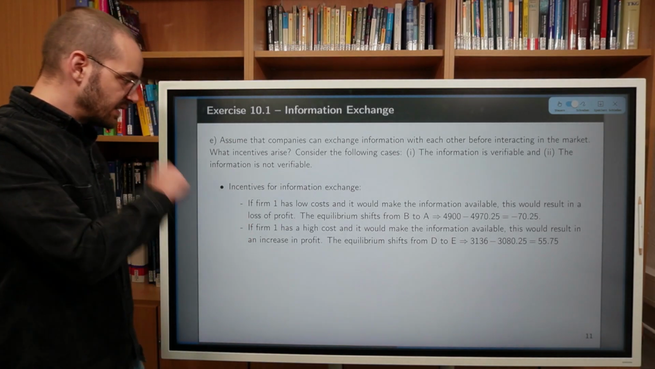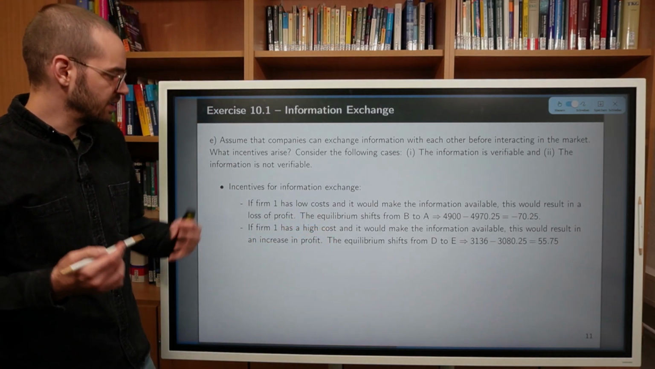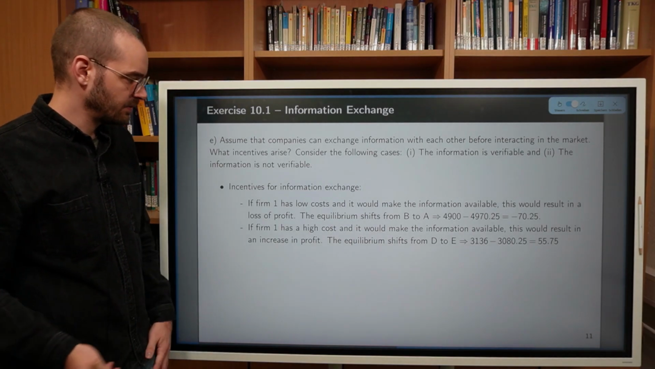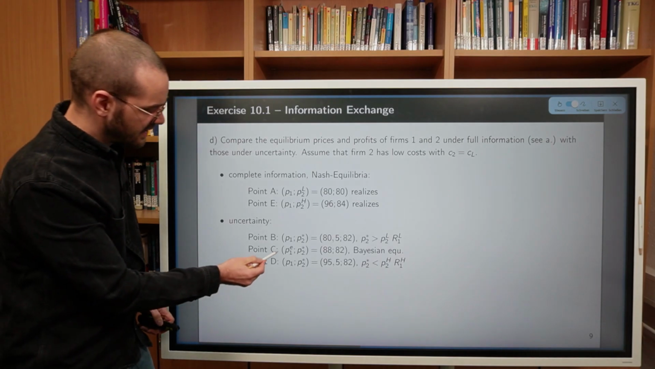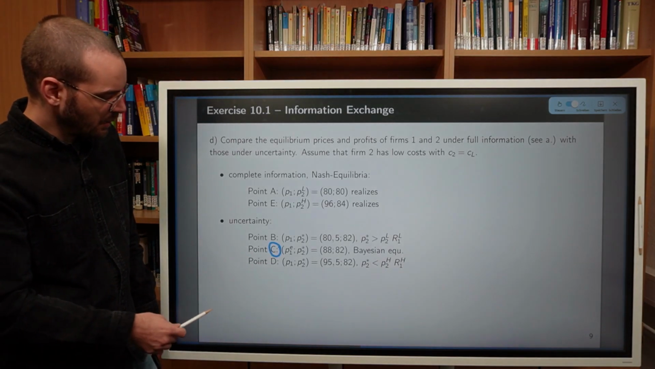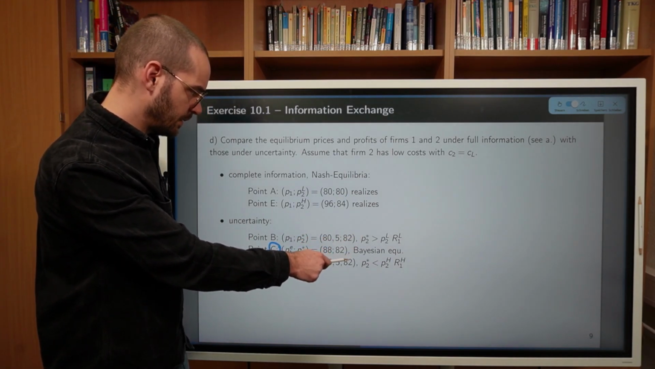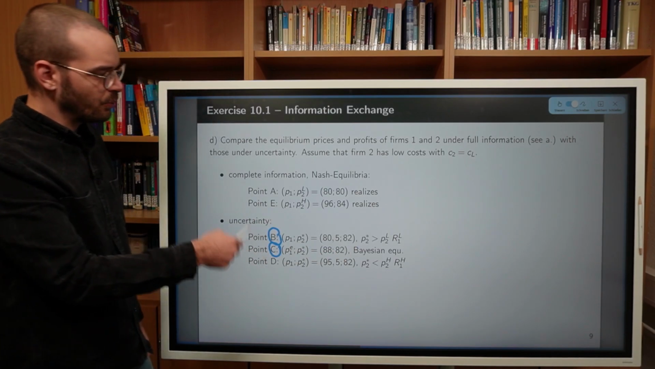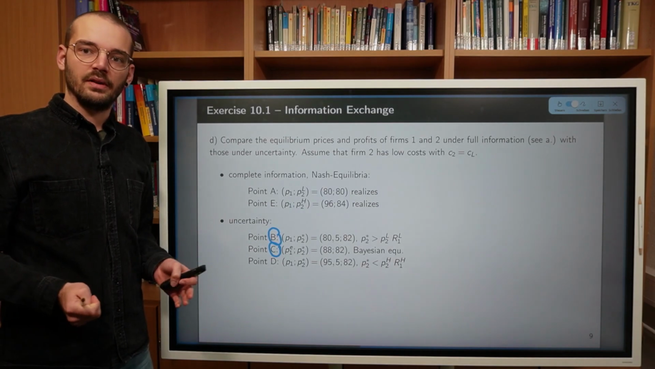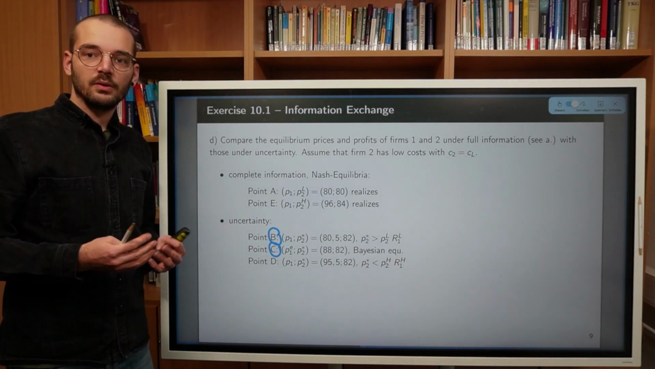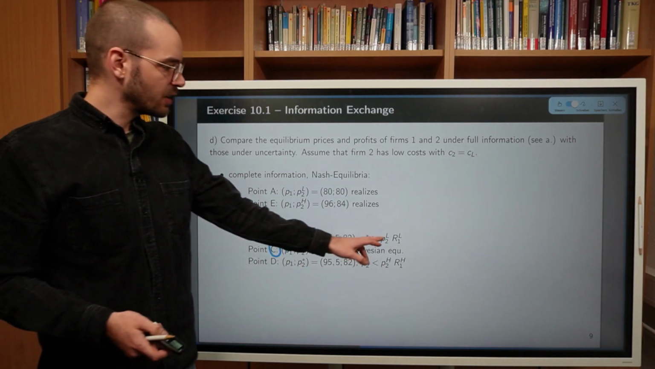What we can see is that if firm 1 has low costs and it would make the information available, that would result in a loss of profits. So let's compare point C, where there's uncertainty, with point B, where firm 1 actually has low costs, and consider whether or not firm 1 wants to communicate or has an incentive to communicate that its actual costs are low.